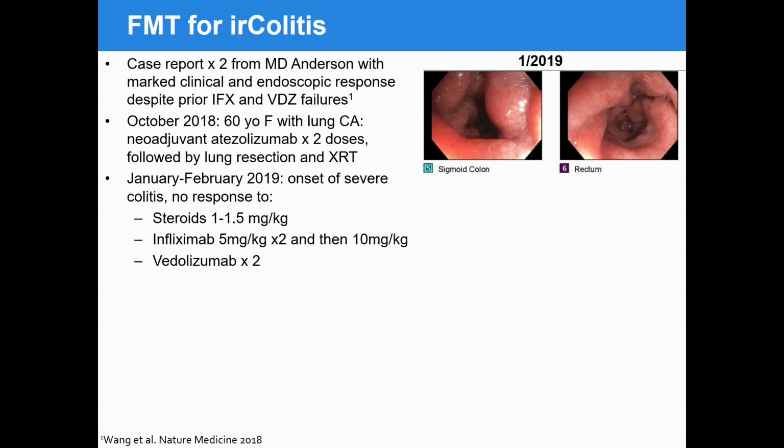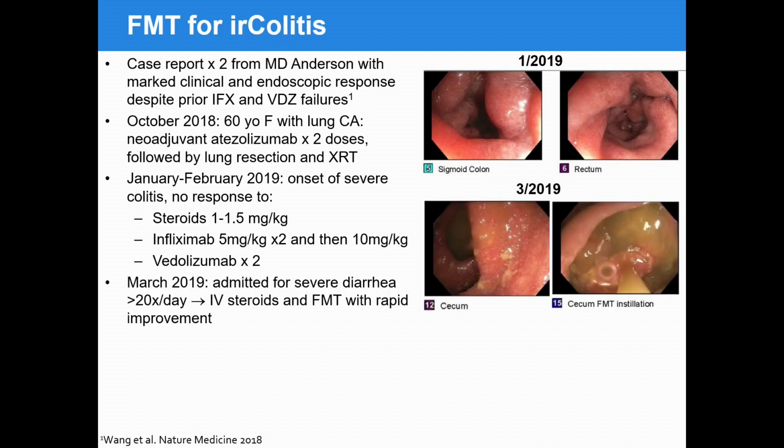incredibly refractory. It's a moderate to high dose steroids, 3 doses of infliximab, including a higher dose, and then 2 doses of vedolizumab, and we were sort of throwing up our hands, trying to figure out what to do next with this lady. Incredibly debilitated, so we decided to apply to try to do a compassionate use fecal transplant.